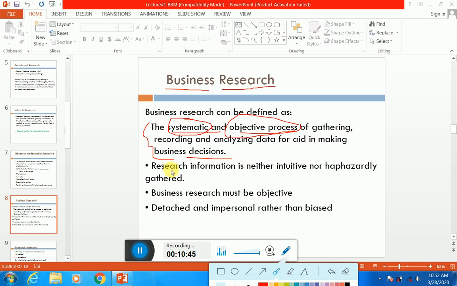Next, research information is neither intuitive nor haphazardly gathered. What does it mean? Intuitive simply means uncertain, random. Research is not a random process. No. Research is an objective-oriented process. Whatever we are doing, we have to make the proofs. Whatever we are doing, we have to reduce the uncertainty. It is not haphazard. It doesn't mean that the research process is without planning. No, we have to properly make the plans.